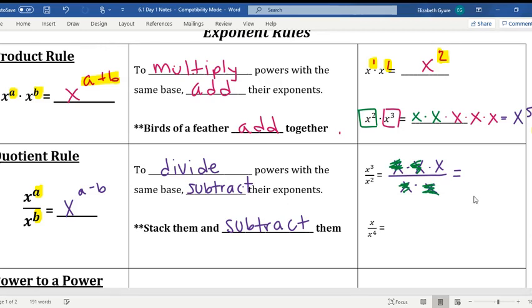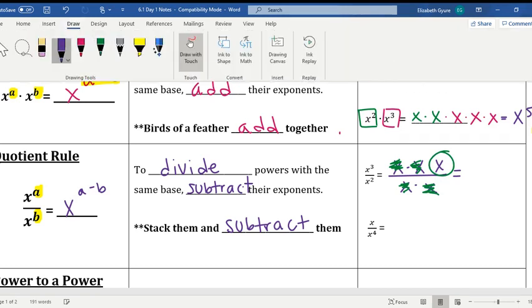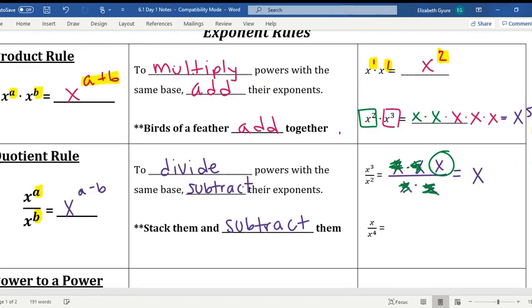And then if you take a look, aren't I just left with a single x? Just an x, that's all. That's all that's left. So that's actually my answer. If I simplify this, it's just x. Now, I'm not saying you have to go through and draw all these x's every single time, but ladies and gentlemen, what's 3 minus 2?